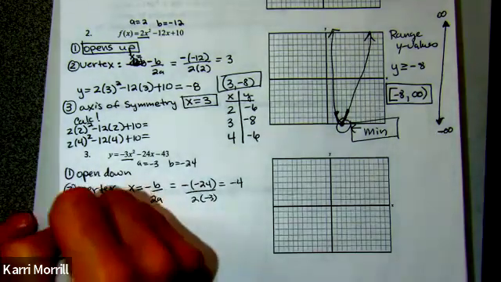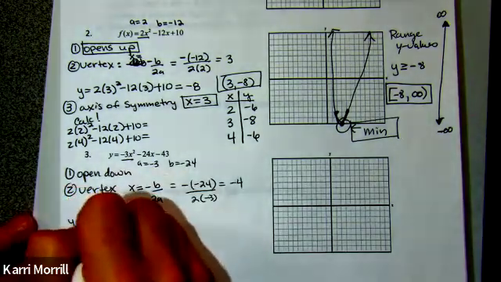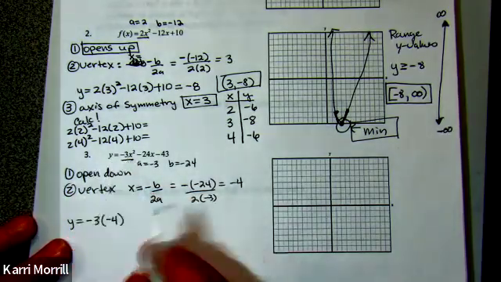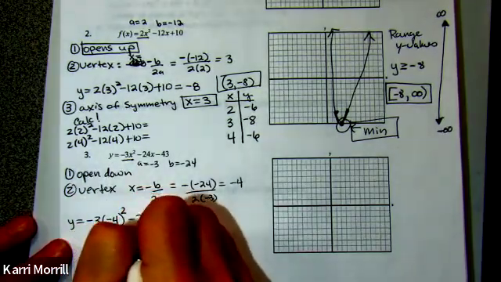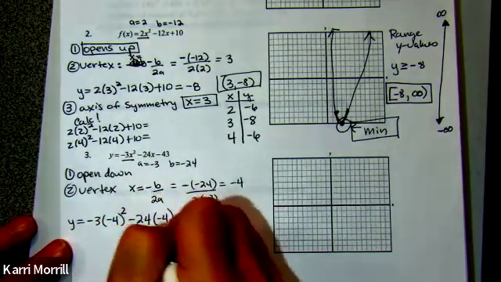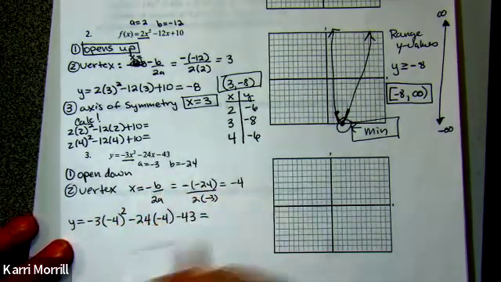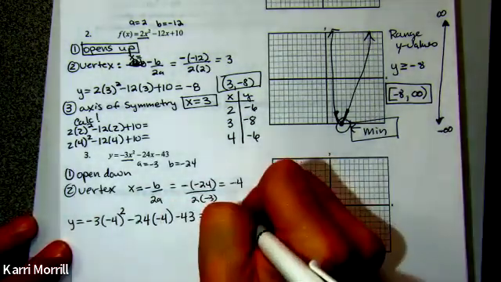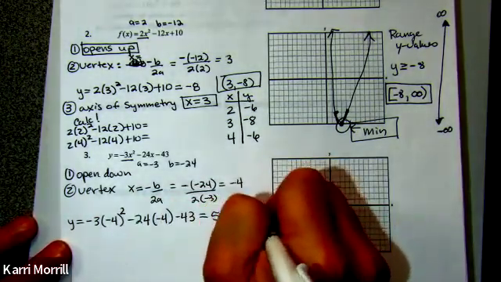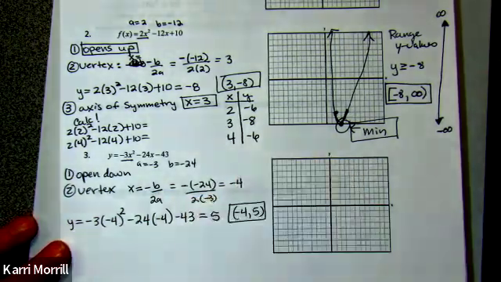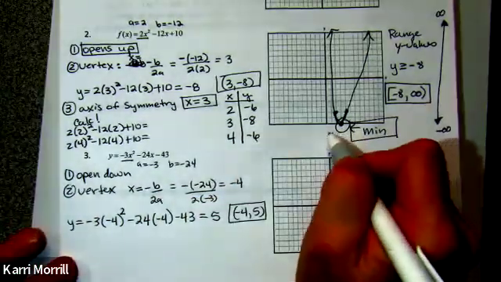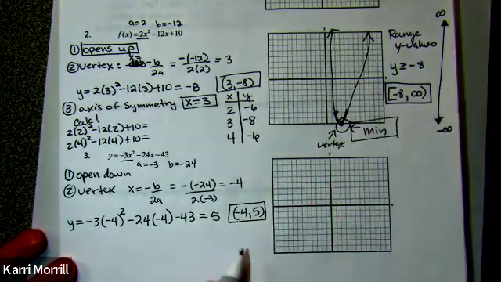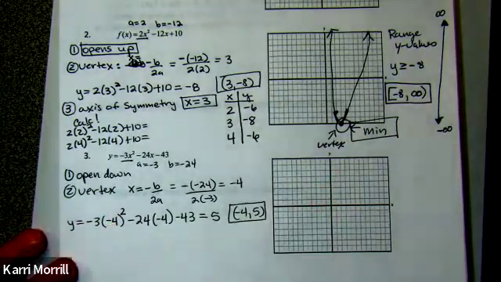So my x part of the vertex is -4. We need to know the y part, and we do that by plugging it into the equation. So -3 times -4 squared minus 24 times -4 minus 43. Plug that into your calculator and you get +5. So my vertex is (-4, 5). This is your vertex right here for that one.